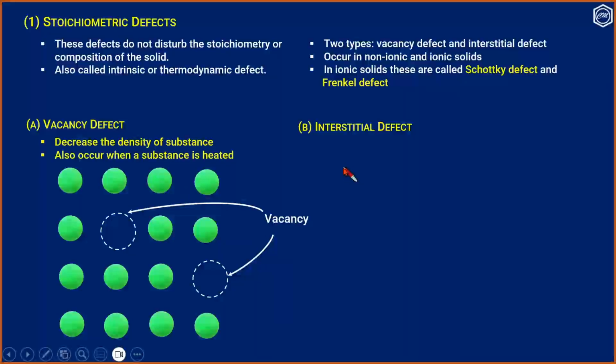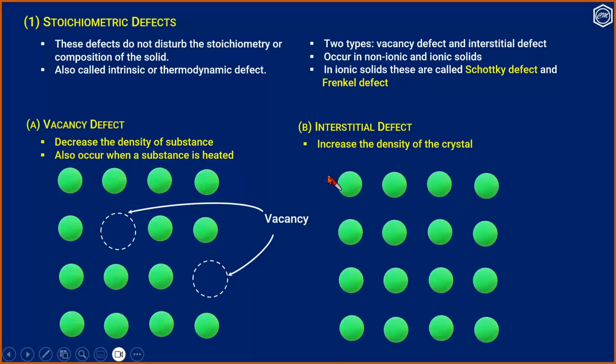Second type is interstitial defect. It increases the density of the crystal. So, a perfectly ordered arrangement. These positions are called interstices. Suppose an additional A atom is present in one of the interstices. To maintain the stoichiometry, another B atom should also be present in the interstices. Since additional atoms come to the crystal lattice, the density of this crystal increases.